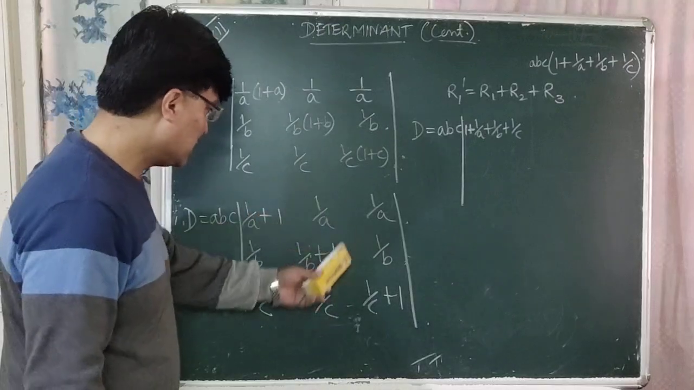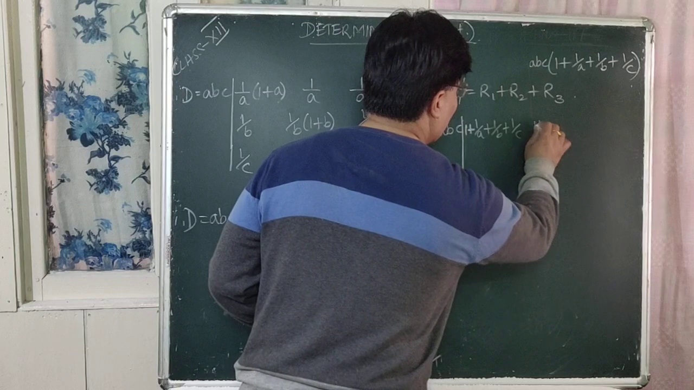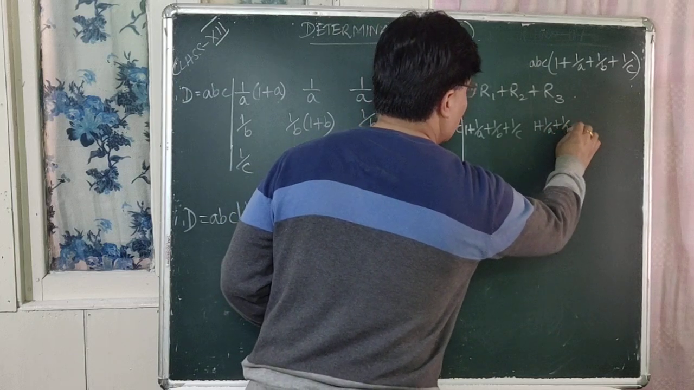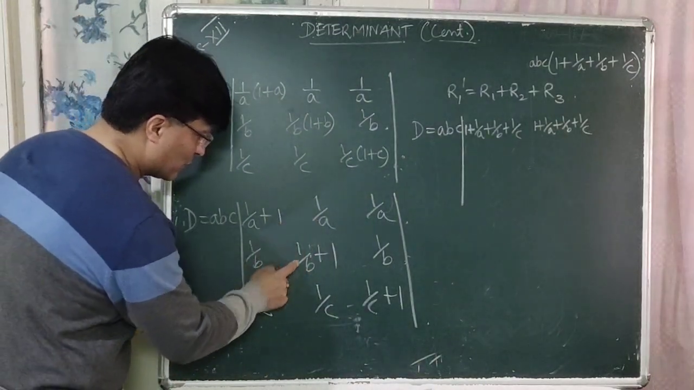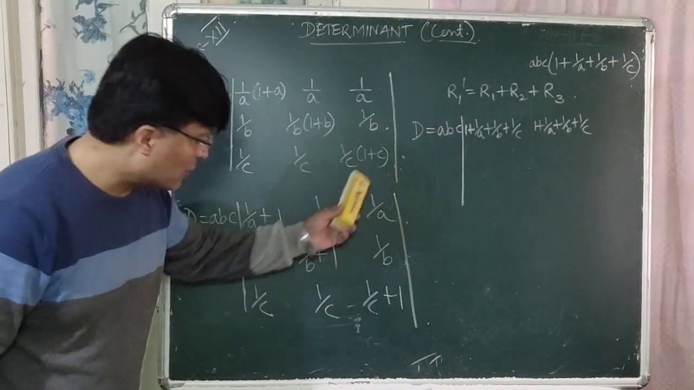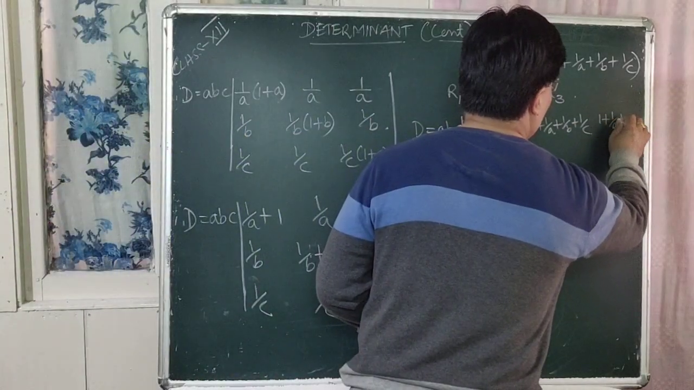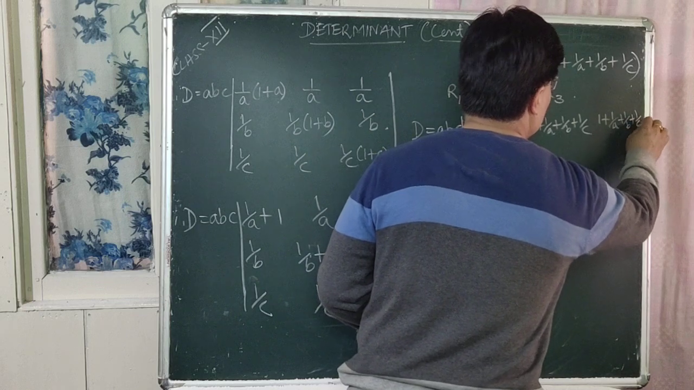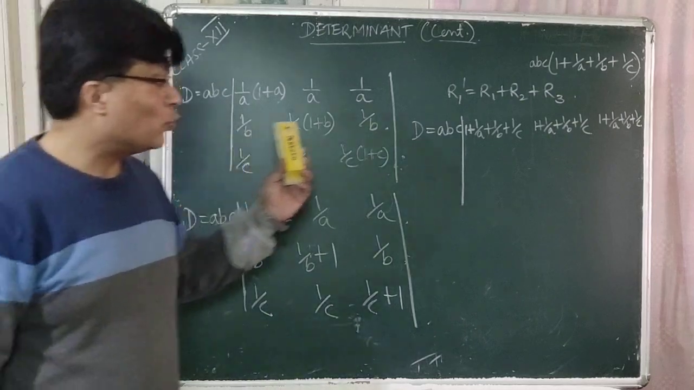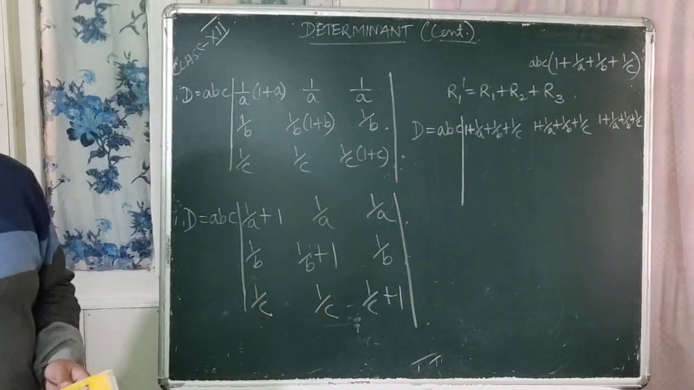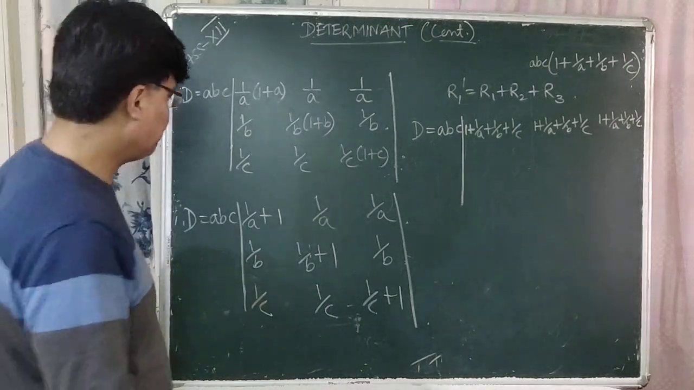Okay. Next, all the elements in the second column are added. That is here also 1 plus 1 upon A plus 1 upon B plus 1 upon C. Here also what do we write? 1 plus 1 upon A plus 1 upon B plus 1 upon C. All the terms in the third column are also added. So we got the new first row. That is R1 plus R2 plus R3. Now second row and third row remain same.